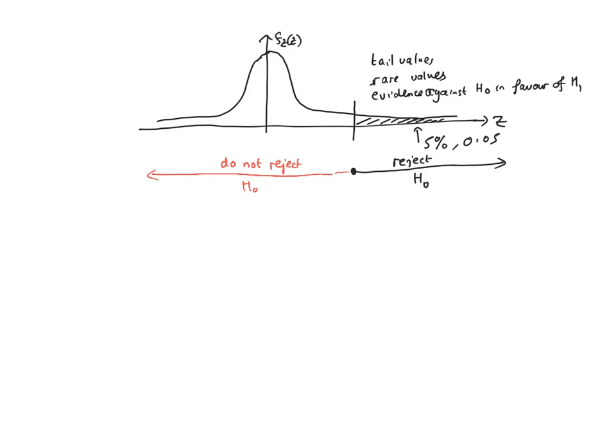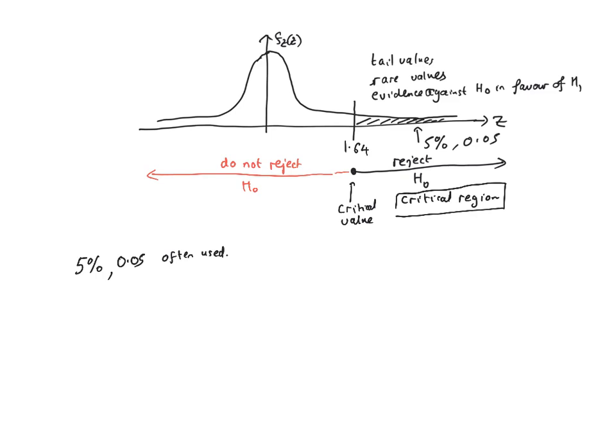The region where we reject the null hypothesis is referred to as the critical region. And the value which cuts off the 5% to define the critical region is defined as the critical value. And in this case, it would be 1.64, as we've seen before. So that's a definition of what we mean by the critical region, the region of rare events where we would reject the null hypothesis.